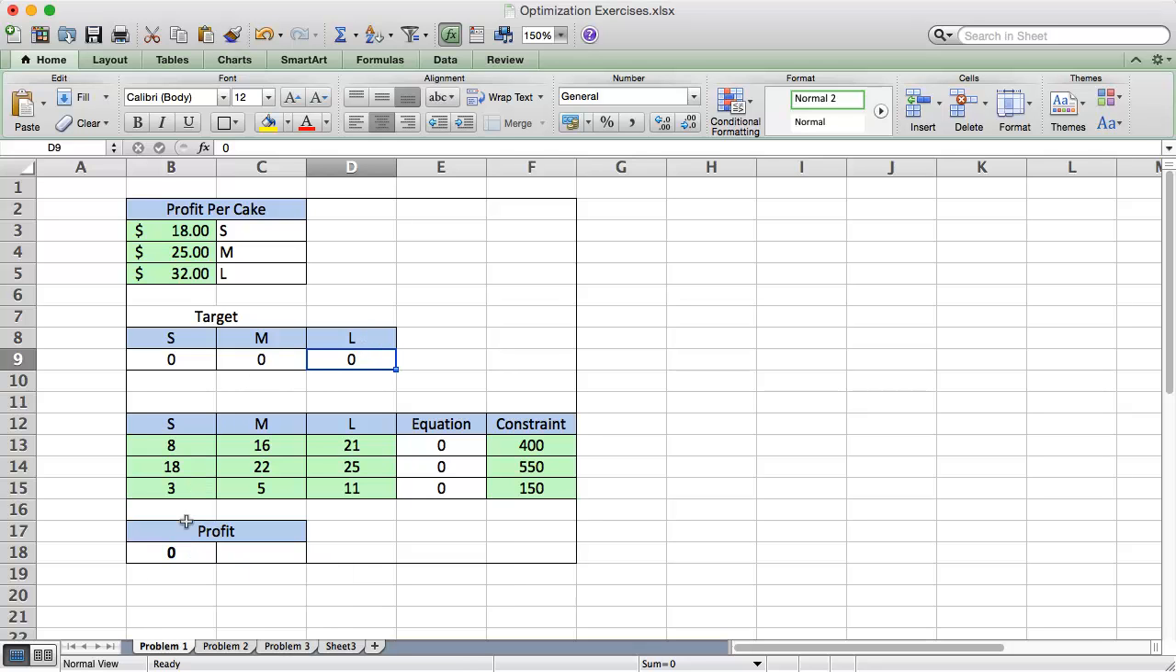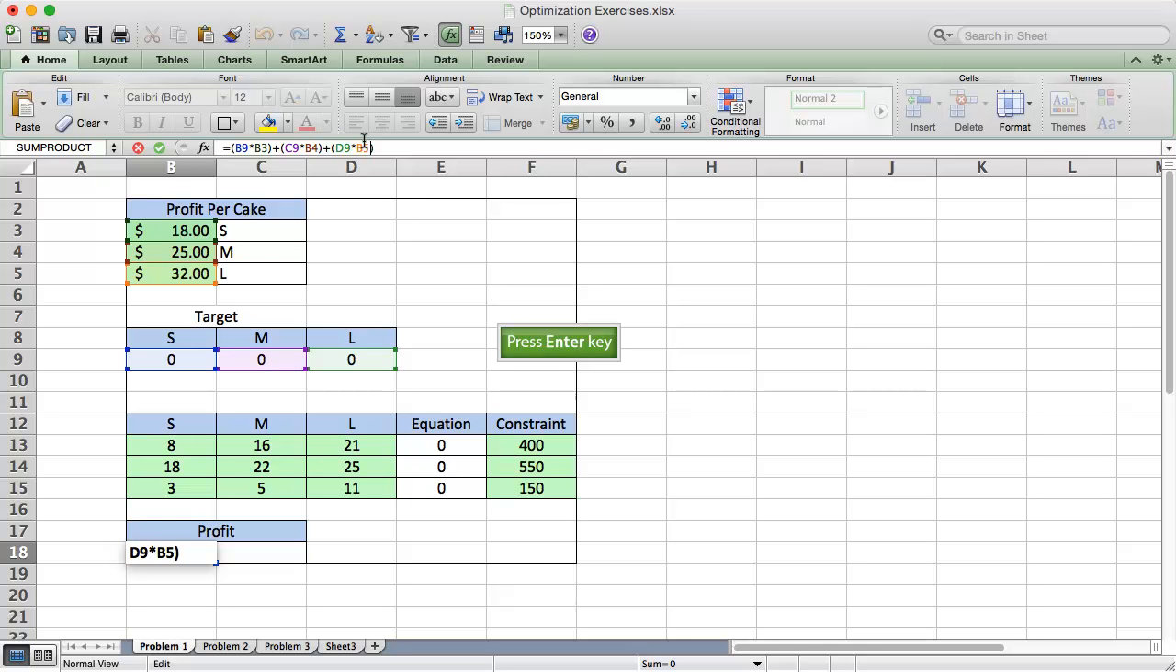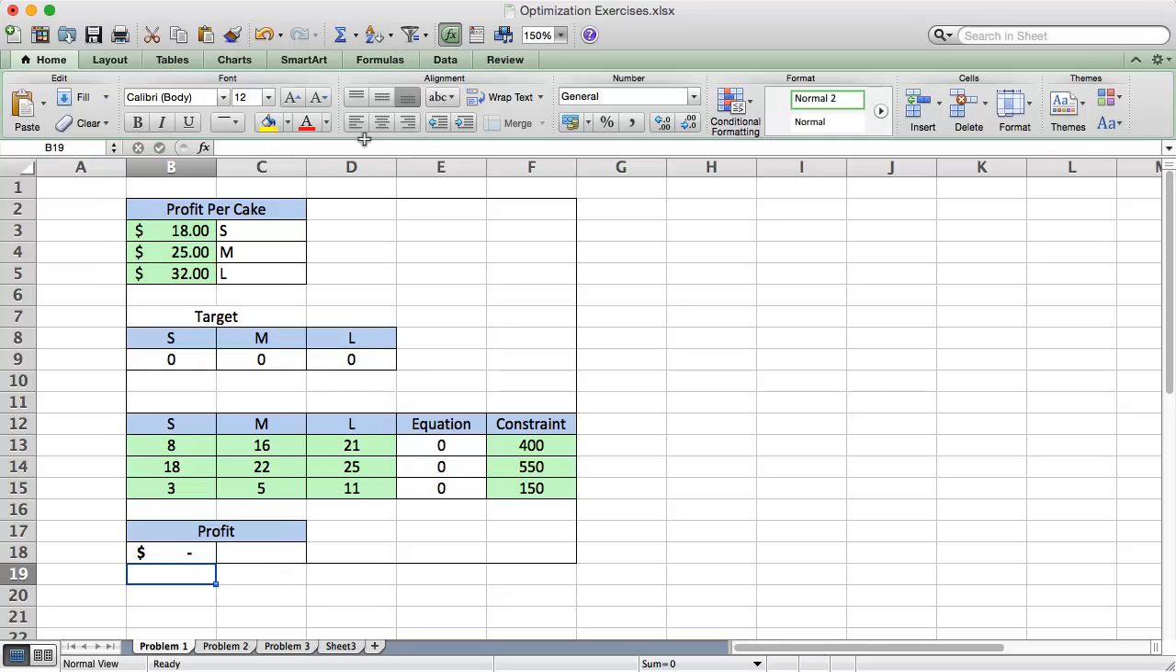We would like to maximize the profit as the number of each type of cake times the profit per cake. Our objective function is to make the result of our profit function a maximum value by changing the number of each type of cake. But we're going to have to do this subject to some constraints.